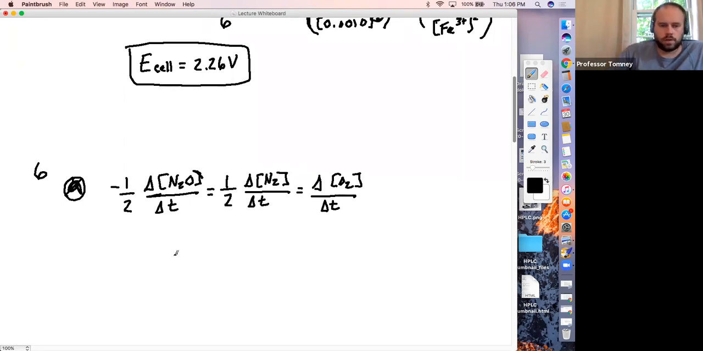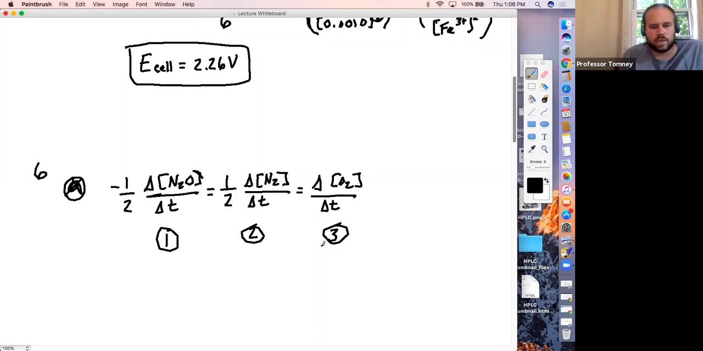Just to be clear, we're going to look at 1, 2, and 3. Here's 1, this one is 2, and this one is 3. I'm just arbitrarily labeling these with numbers. Number 1 is negative because it's a reactant. Reactants disappear. Number 2 and number 3 are positive because they're products. They are appearing. The sign is only telling us the direction in which the rate is going.